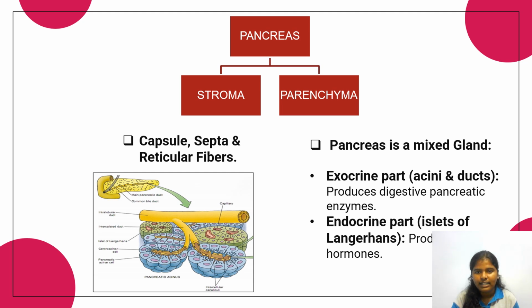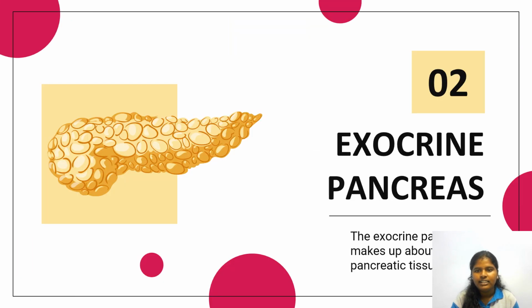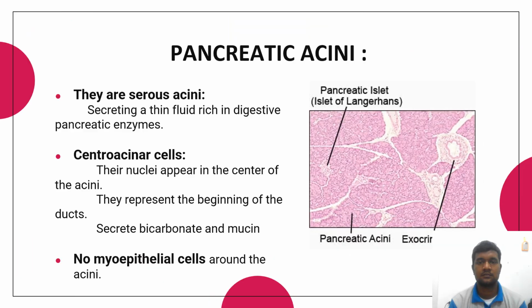In the parenchyma, the pancreas is a mixed gland with an exocrine part and an endocrine part. The exocrine part consists of acini and ducts and produces digestive pancreatic enzymes. The endocrine part, the islets of Langerhans, produces the hormones. Next, the exocrine pancreas will be discussed by Jabaskaran.